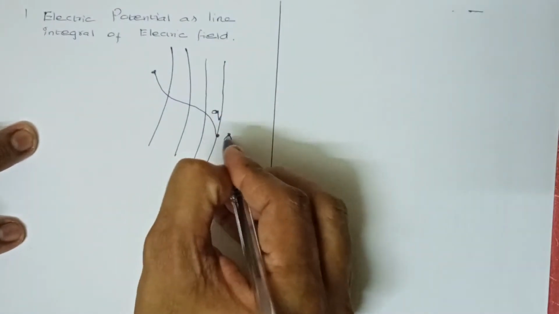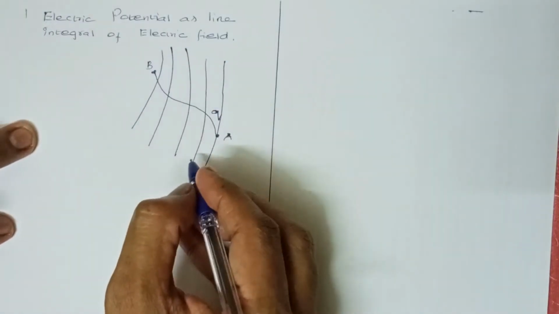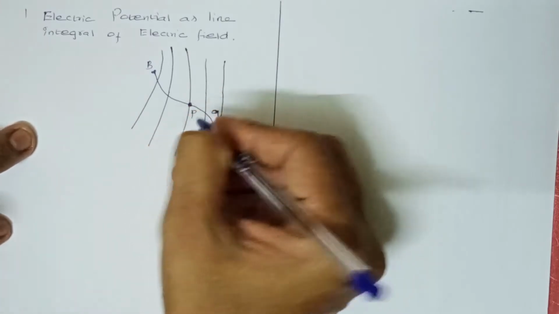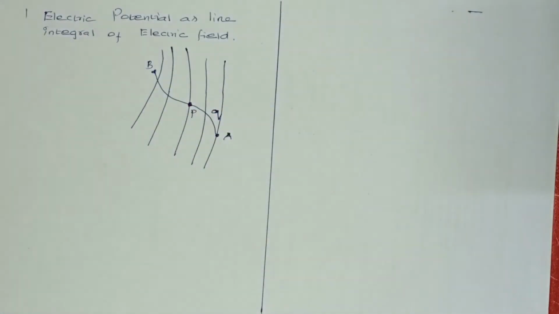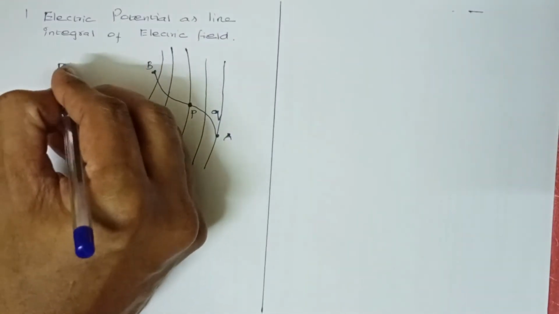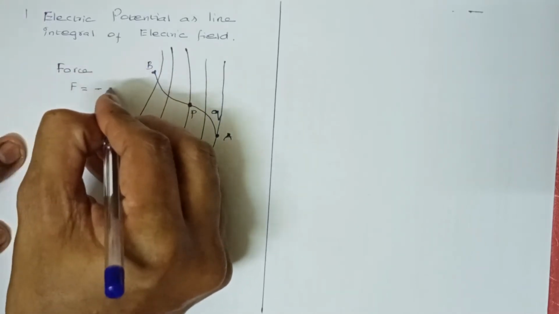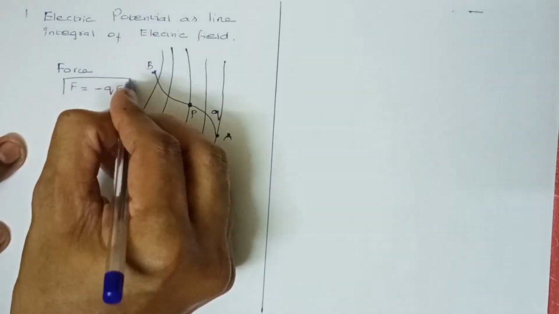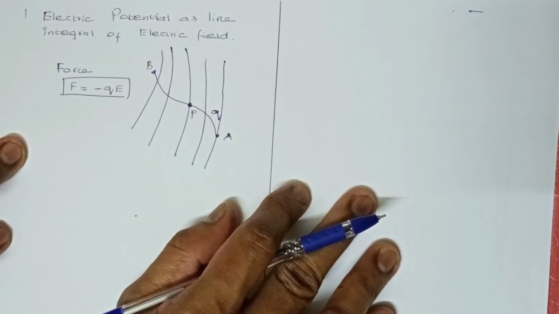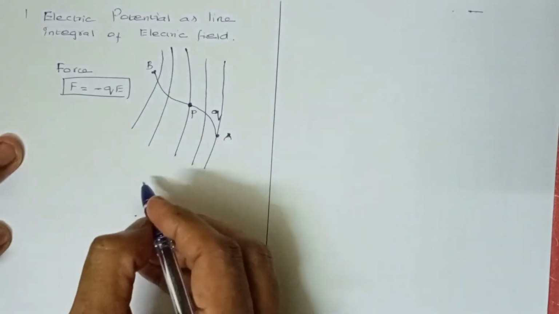When it is moving from A to B, how much force is exerted and how much work is done? At the point P, we note the electric field at that particular point P. We should know what force is acting on it. You know that the electric force F equals minus QE. This is one relation: the external agent must apply a force in order to move Q without any acceleration.